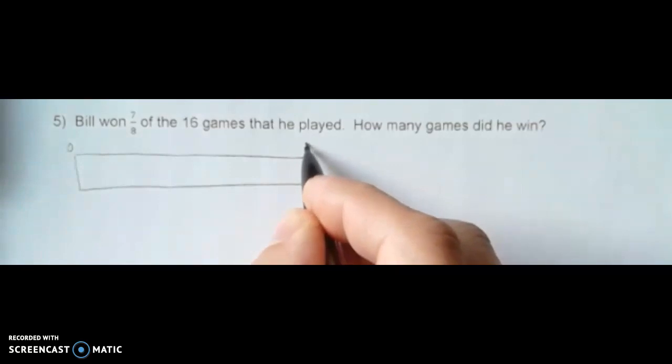Question 5 tells us that Bill won 7/8 of the 16 games that he played. How many games did he win? Okay, and so this was similar to an example that we did earlier with the gems on the necklace. I'm going to create a tape diagram, and the tape diagram is going to represent the number of games that Bill played, which in this case is 16, so I'll have 0 at the front, 16 at the end. Okay, and I know that he won 7/8 of those 16 games, and so I'm going to first cut it in half. Okay, half of 16 gets me to 8.